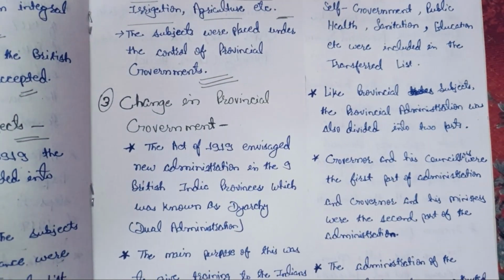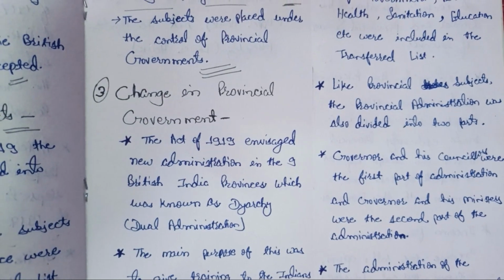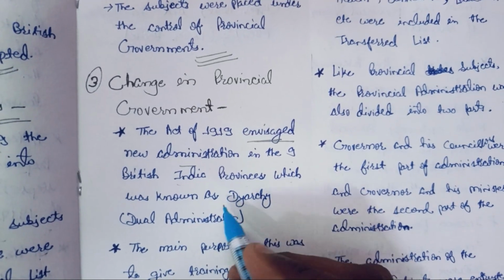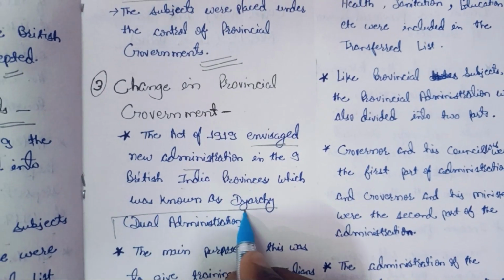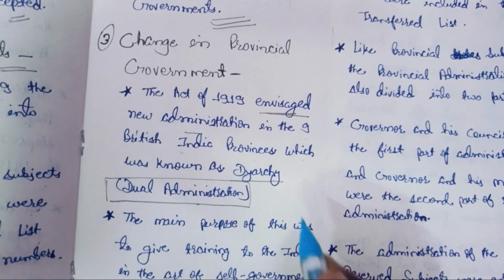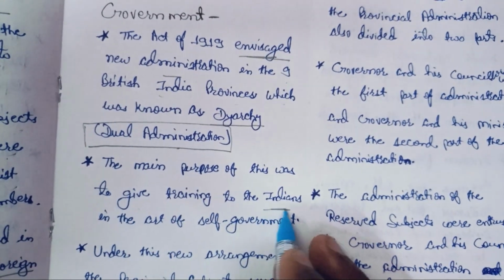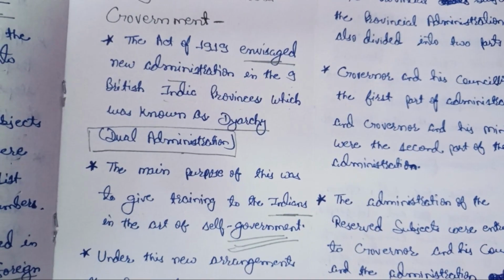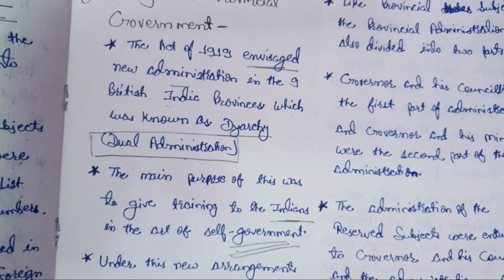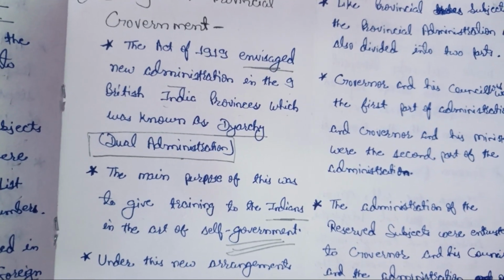The third provision of the Act of 1919 was the change in provincial government. The Act of 1919 envisaged a new administration in the 9 British Indian provinces, which was known as diarchy, meaning dual administration. Di means two, archy means administration. So diarchy was introduced in 9 British Indian provinces. The main purpose of this was to give training to Indians in the art of self-government. It means one arc was of the British government and the second was of the Indian government. Through this they wanted to teach Indians how to govern themselves.